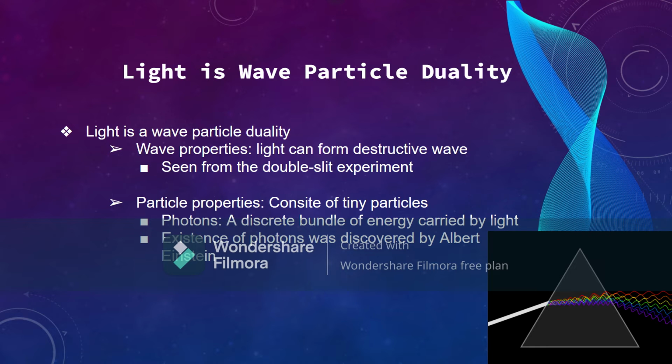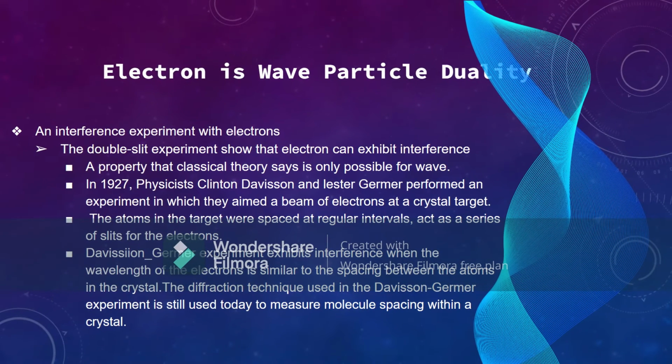The particle property of light is that it consists of tiny particles, which are known as photons. A photon is a discrete bundle of energy that is carried by light. The existence of the photon was proposed by Albert Einstein, who is known by many people, and I'm sure you know Albert Einstein too. So the electron is a wave-particle duality too.